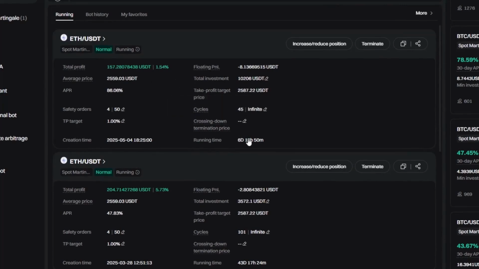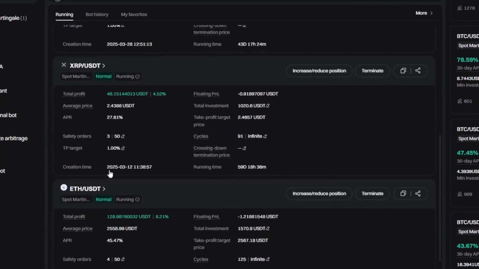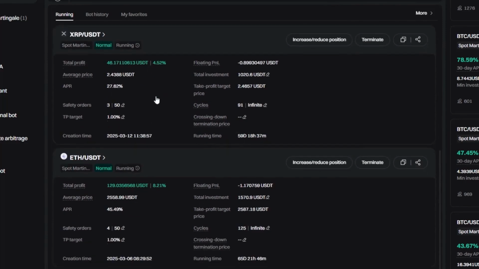You can see here, this trading bot has been open for 6 days and has generated almost $160. Here's another one, yes, with $204. I even have one with XRP. The others are all Ethereum. That one has $46 now. It's been a bit weak lately. Then I have one Ethereum with $129.